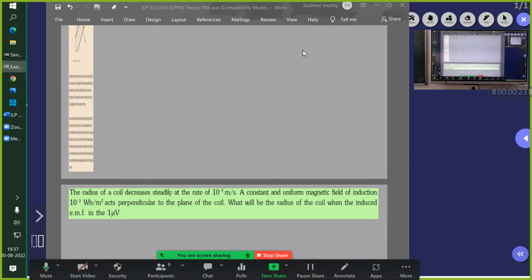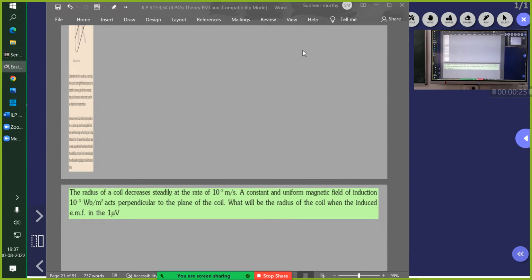The radius of a coil decreases steadily at the rate of 10 to the power of 12 meters per second. A constant and uniform magnetic field of induction 10 to the power of -3 Weber per meter square acts perpendicular to the coil. What will be the radius of the coil when the induced EMF is 1 microvolt?